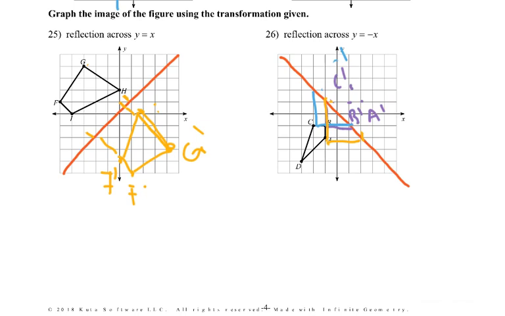And then D would be 1, 2, 3, 4, 5, 6, 7. And then 1, 2, 3, 4, 5, 6, 7, and 7 again. So it would be right there, and that would be D prime. So it would look like that.